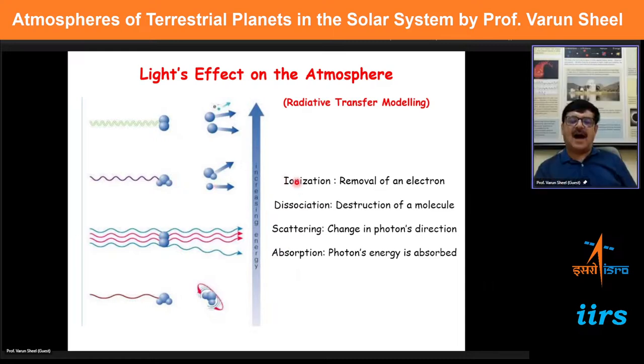Or you could have the ions. It could just knock off the electron and ionize the species. So you also have ions in the atmosphere. So I will come to that.